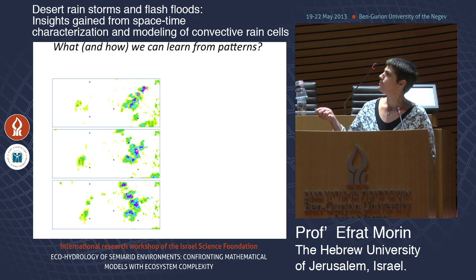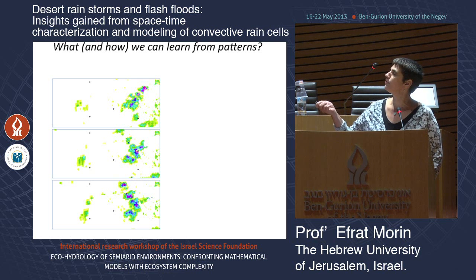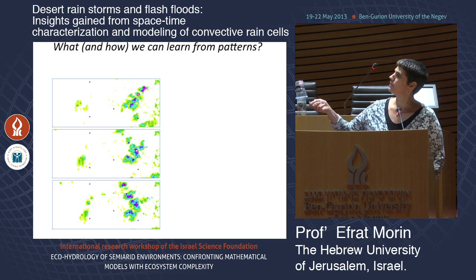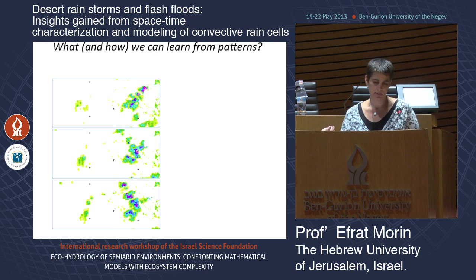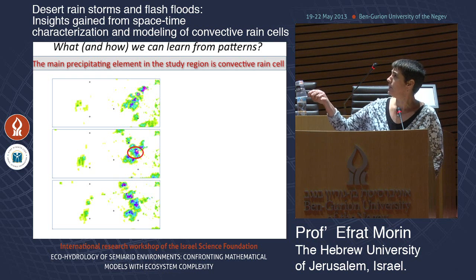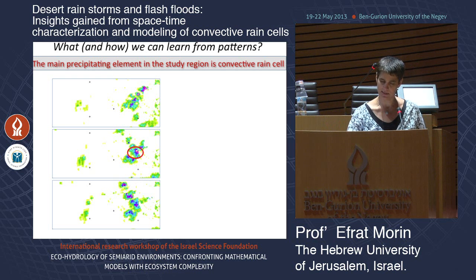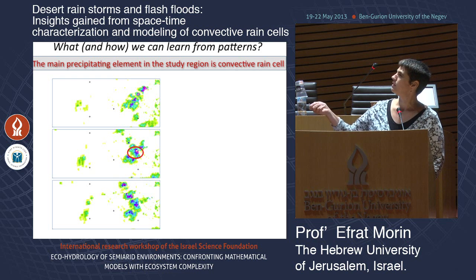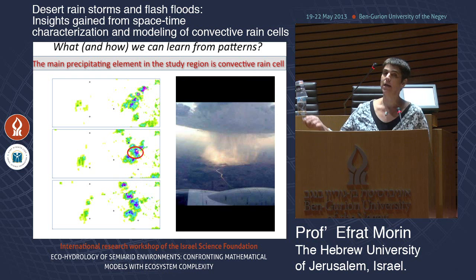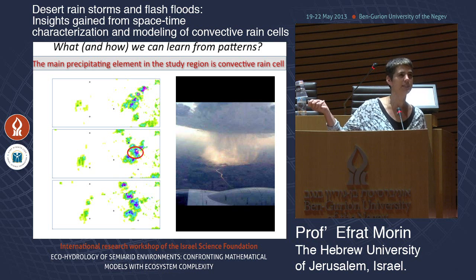So what are actually these patterns of precipitation? We see here three radar data images, and we see these cores of precipitation, and actually this is quite a good organization here. What we see are the precipitating elements, which in the case of desert and many other places are convective rain cells. These convective rain cells are related to a real, physical element. Many times it will be a thunderstorm.